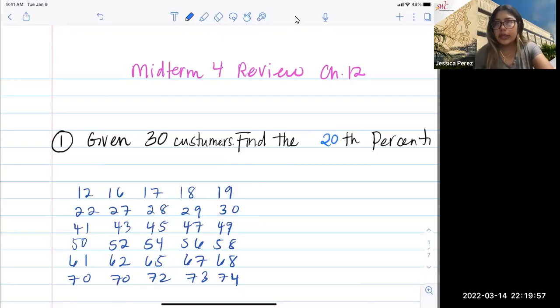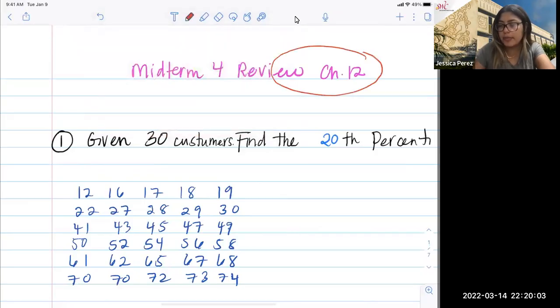So we are going to be going over the midterm 4 practice midterm, and we're going to be reviewing chapter 12. Chapter 12 consists of section 12.1 through 12.5.